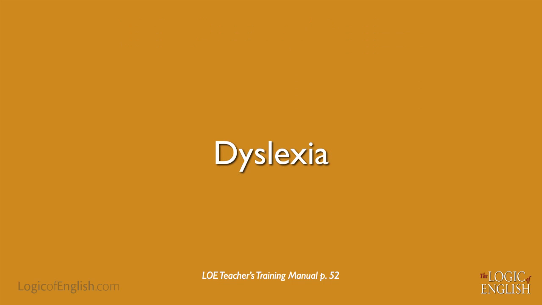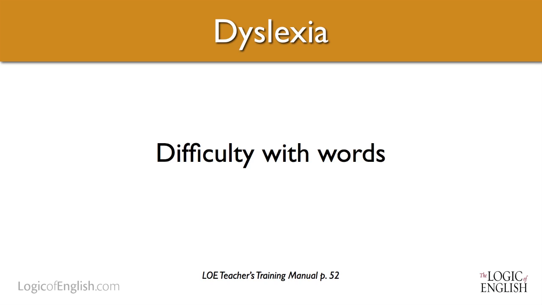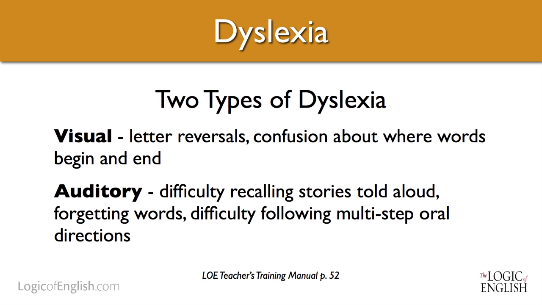Now, a presentation on the learning styles in reading wouldn't be complete without discussing dyslexia. I don't want to spend a lot of time here. However, on page 52, there are some resources listed for you, books that you can read and further information. But what I do want you to understand is that dyslexia simply means difficulty with words, and that there are 2 types of dyslexia. There's visual dyslexia. These are students who struggle with reading because they struggle with reversals and they struggle with the visual side of reading. There's also auditory dyslexia.